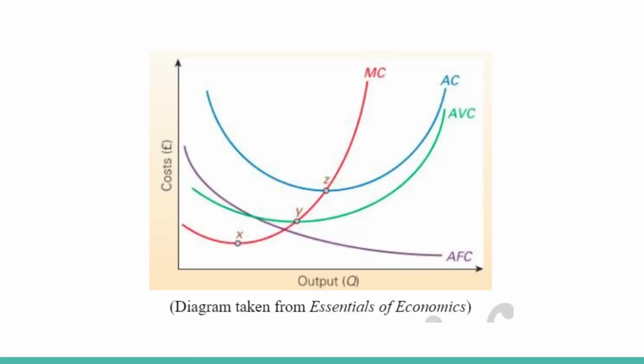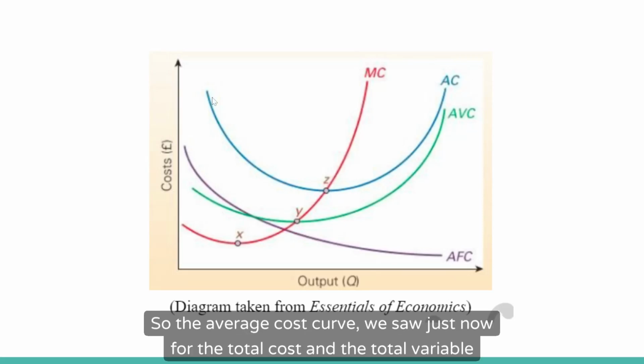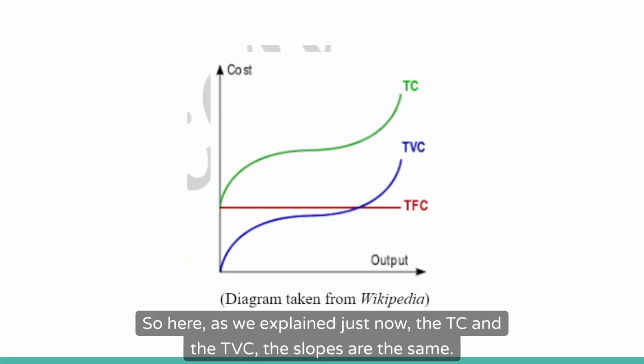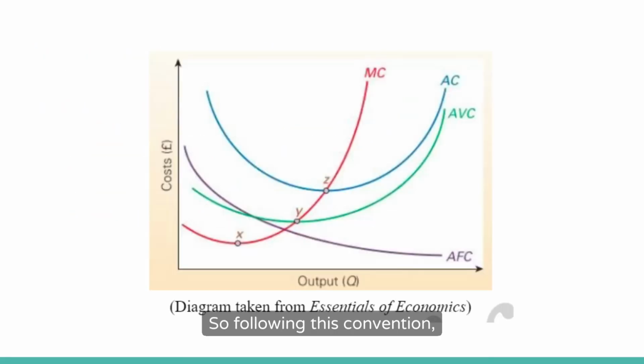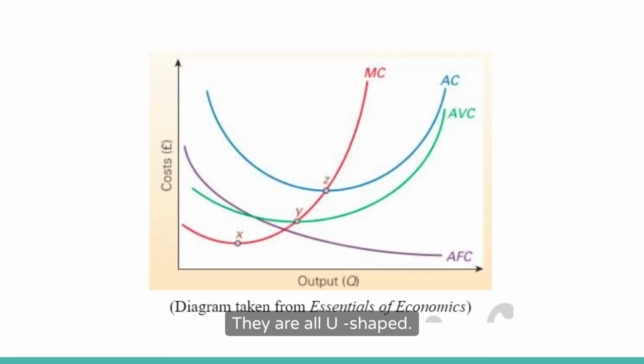All right. Then, you look at the last one, the blue curve, right? We have the blue average cost curve. As we saw just now for the total cost and the total variable cost, the slopes are the same, right? So following this convention, the AC curve, the light blue, and the AVC curve, the slopes are also the same. They're all U-shaped.